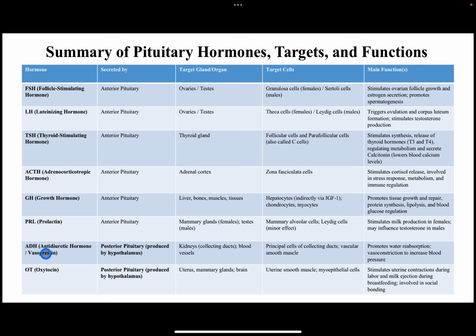Okay, then the last hormones are those relating to the posterior pituitary. These hormones are not produced in the posterior pituitary. They are just stored there. The antidiuretic hormone and then oxytocin.